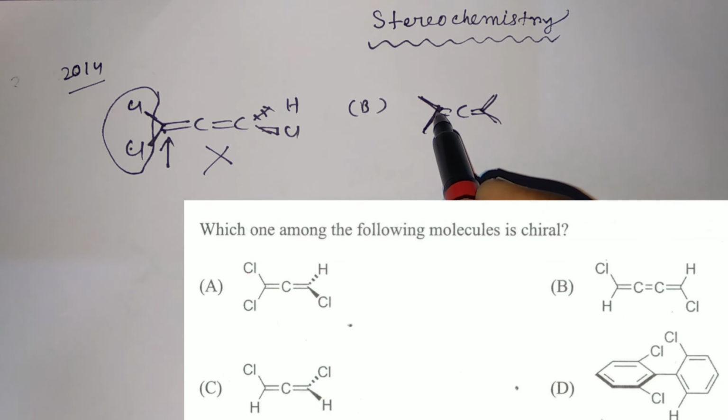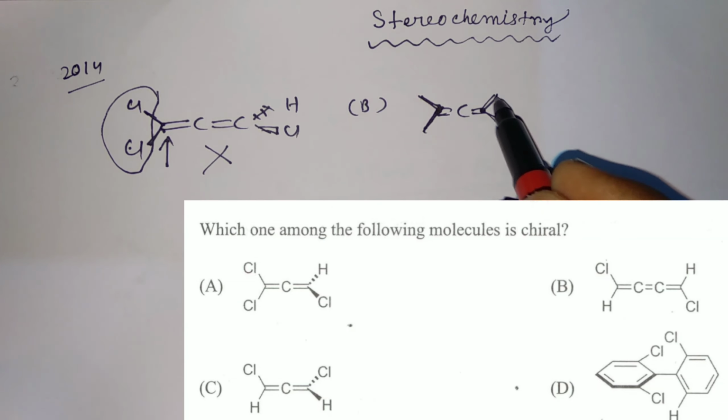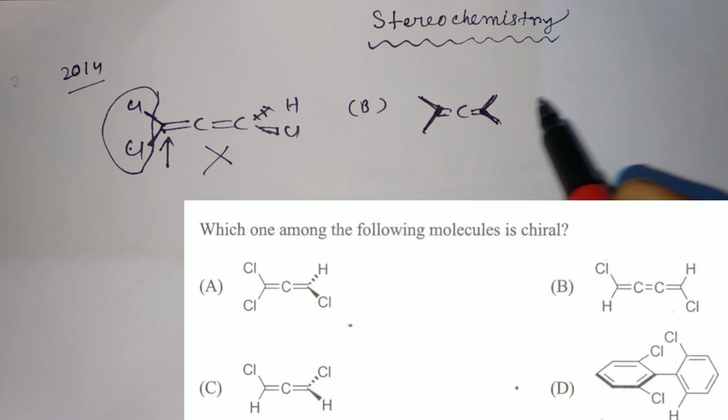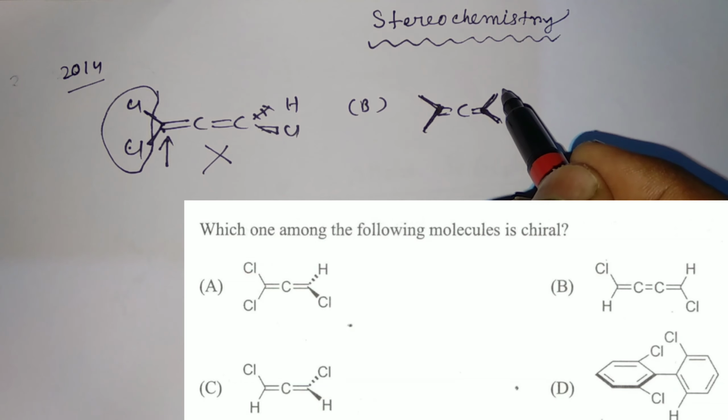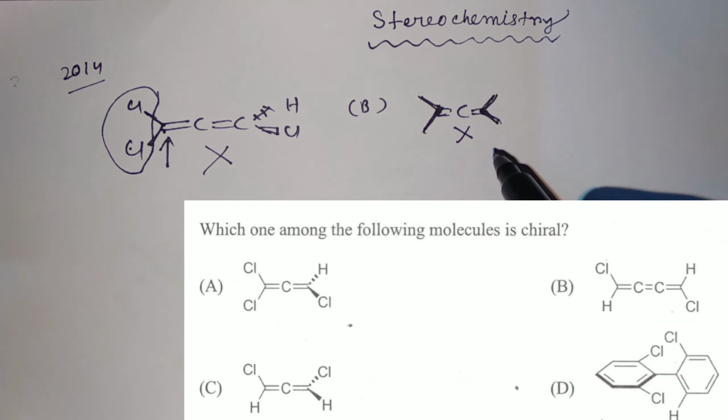So all the atoms connected to the two carbon atoms are on the same plane, but to determine the chirality, at least one carbon atom should be present in a different plane, right? So this is not chiral.